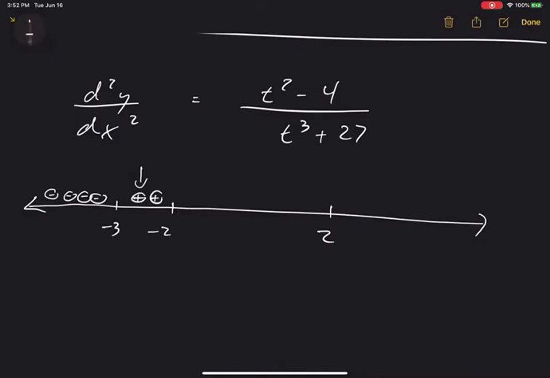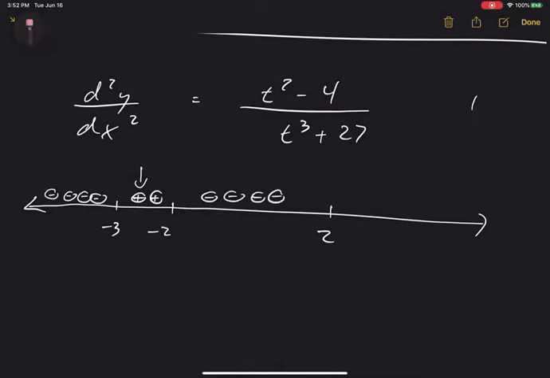Now let's try this section. What's a number in here? Well, 0's in there. 0 is a convenient number to use, so let's plug in 0. And I get -4 over 27. That's a negative number, so everything in this section is going to be negative.